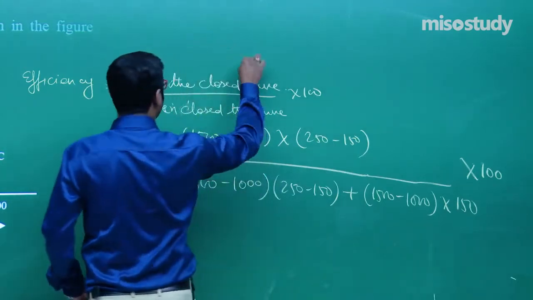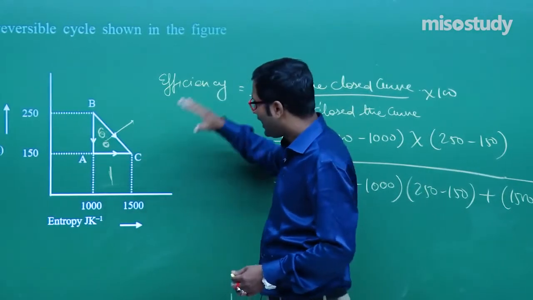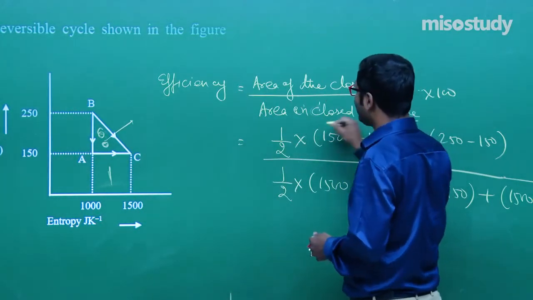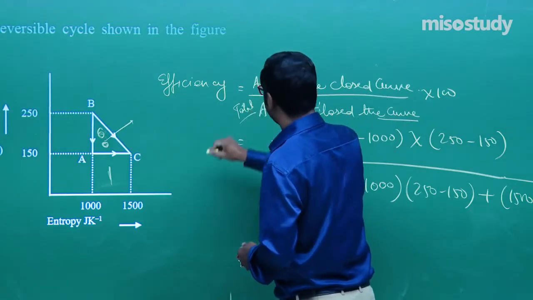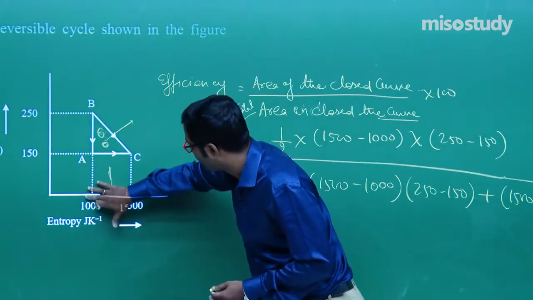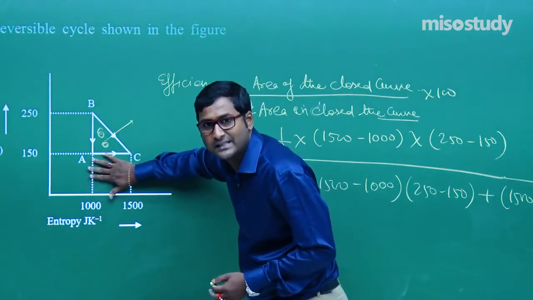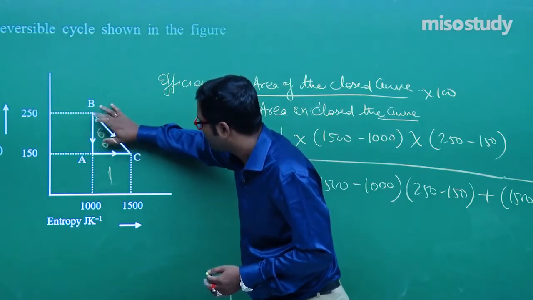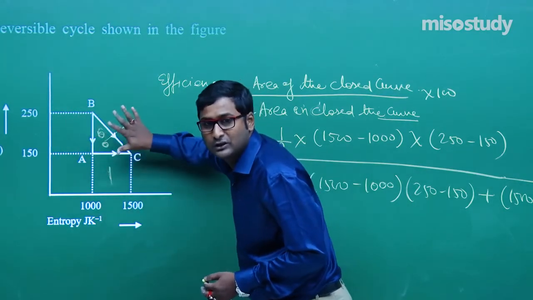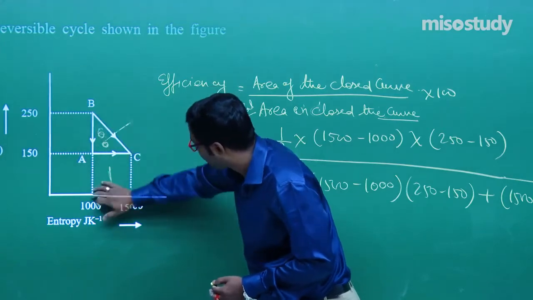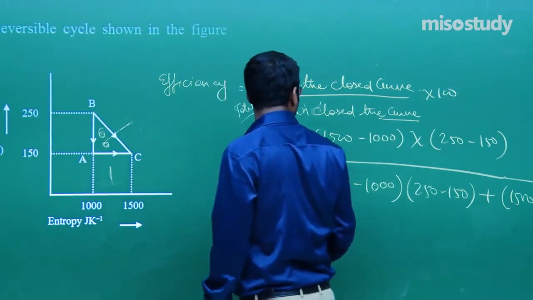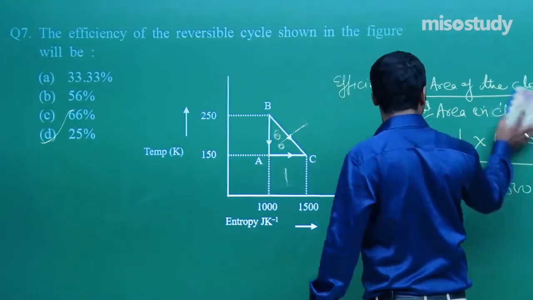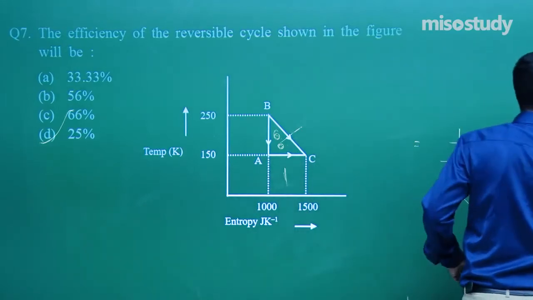This is the efficiency: the area of the closed curve upon the total area enclosed by the curve. This is the formula of efficiency. This one upon this total. Why am I repeating like this? Because this is one of the best questions. After solving the expression, what will you find? That is equal to 25%. Clear to you? So I am going to rub this part. Wait for a moment, friend.